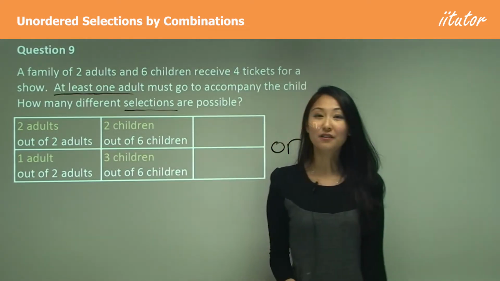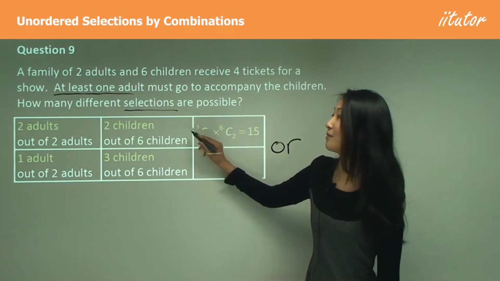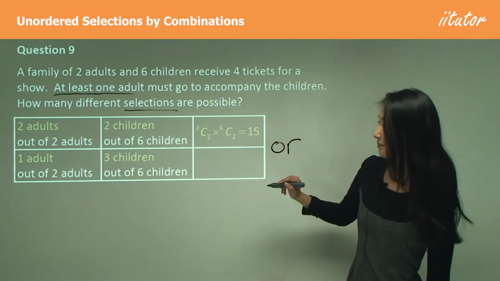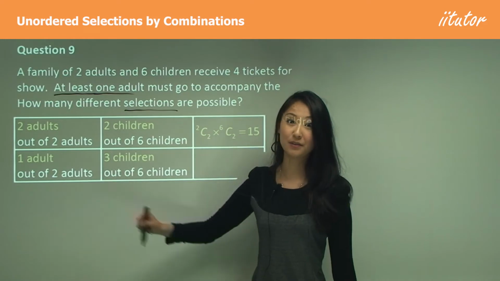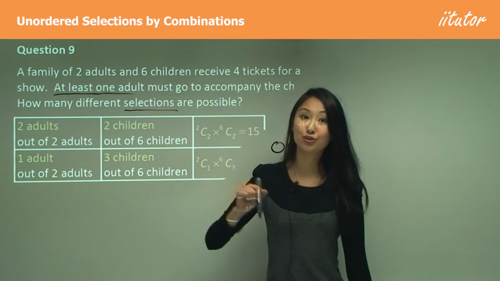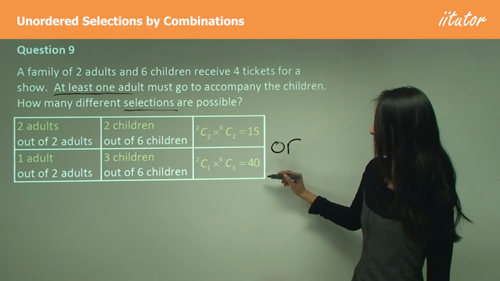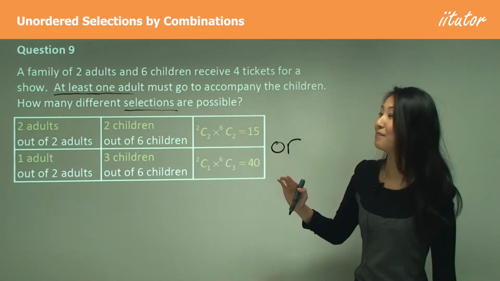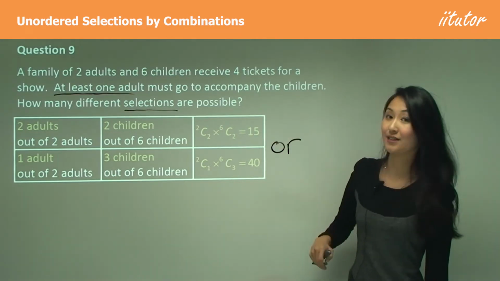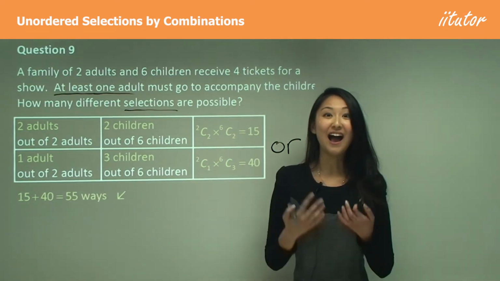So let's work out what each of these are. Out of 2 adults, I'm choosing 2, so that'll be 2C2. Now out of 6 children, I'm choosing 2 children, so that'll be 6C2. And that equals 15. Here, I have 2 adults, I'm choosing 1, so 2C1. And out of 6 children, I'm choosing 3 children, so that's 6C3. And that just multiplies together to equal 40. Now, because it's 2 adults or 1 adult, so it could be this version or this version, I just added together 15 plus 40, and it's 55 different ways.